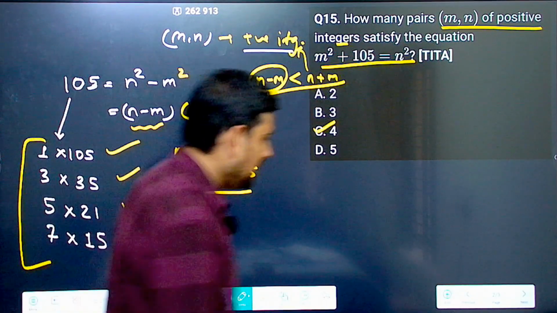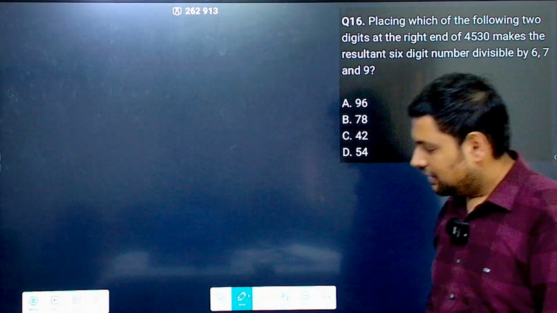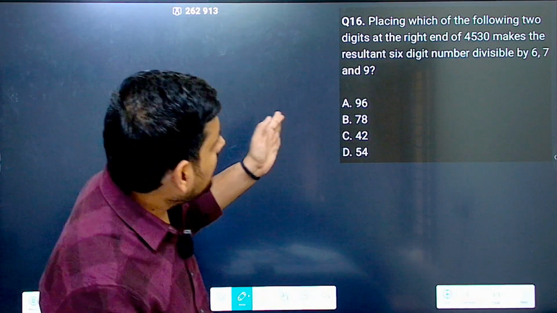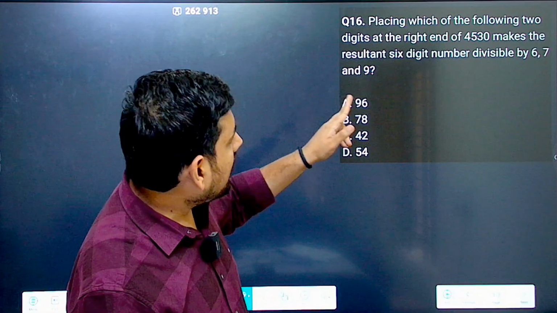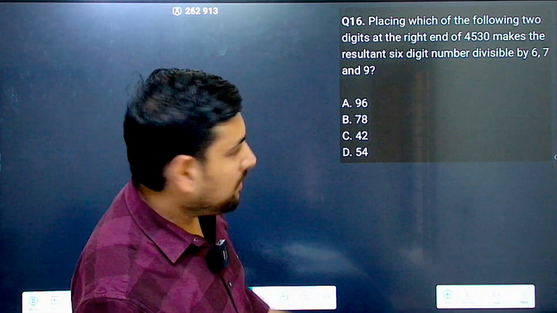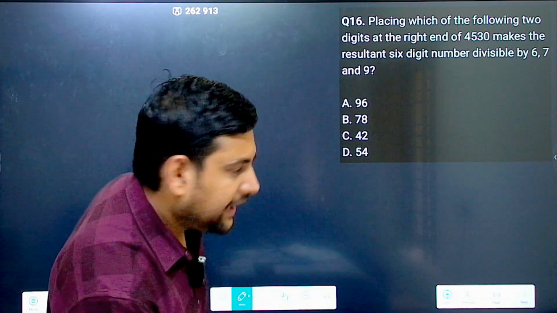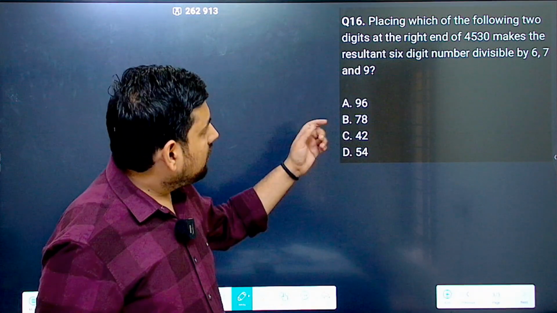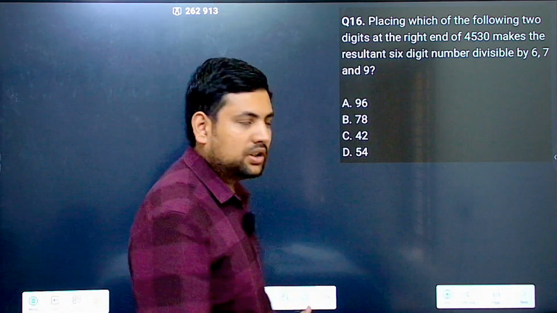Fine. Then next. Yeah, very simple, tricky question. Basically it is asking you, placing the following 2 digits at the right end of 4530 makes the resultant 6-digit number divisible by 6, 7 and 9. Correct. Now I want it to be divisible by 6, 7 and 9, all of them. What can be those 2 digits that I put after this?